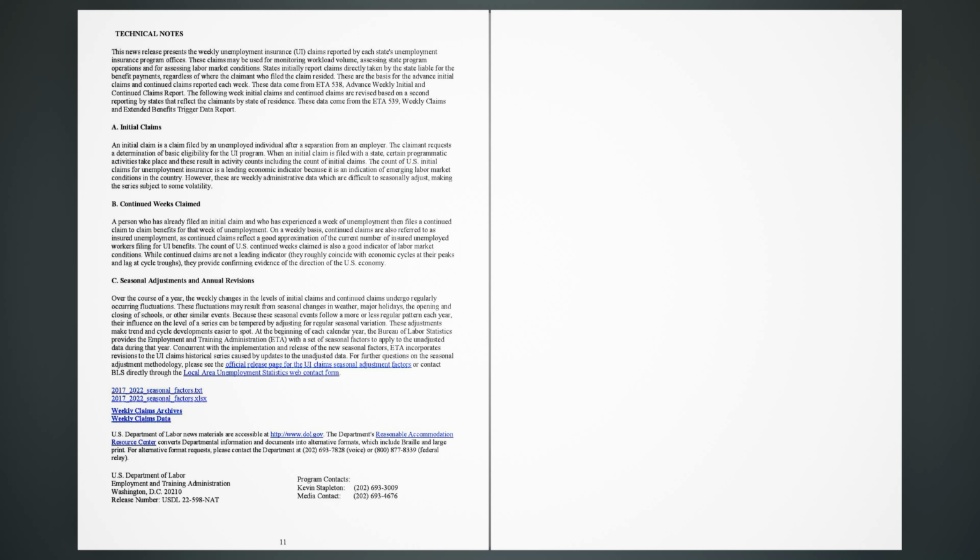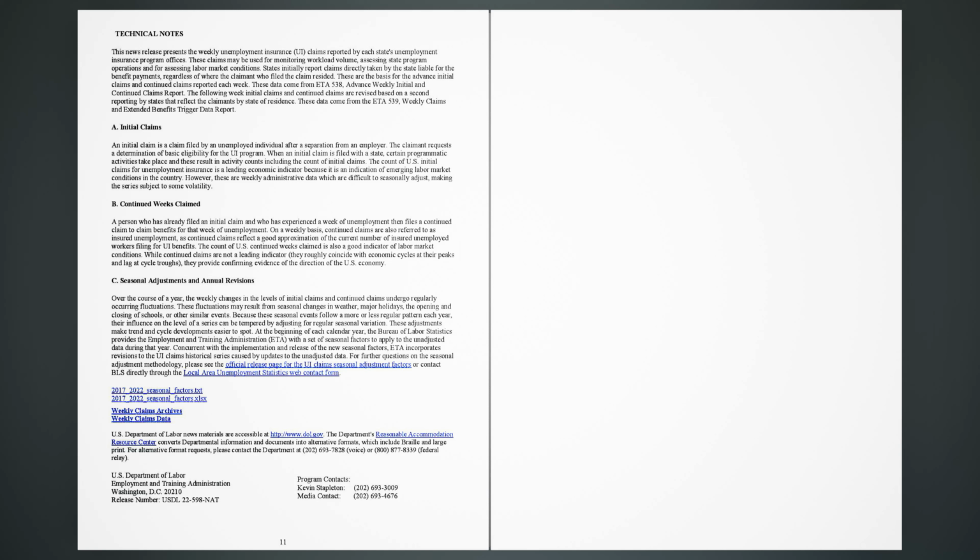A. Initial claims. An initial claim is a claim filed by an unemployed individual after a separation from an employer. The claimant requests a determination of basic eligibility for the UI program. When an initial claim is filed with a state, certain programmatic activities take place and these result in activity counts including the count of initial claims. The count of U.S. initial claims for unemployment insurance is a leading economic indicator because it is an indication of emerging labor market conditions in the country. However, these are weekly administrative data which are difficult to seasonally adjust, making the series subject to some volatility.